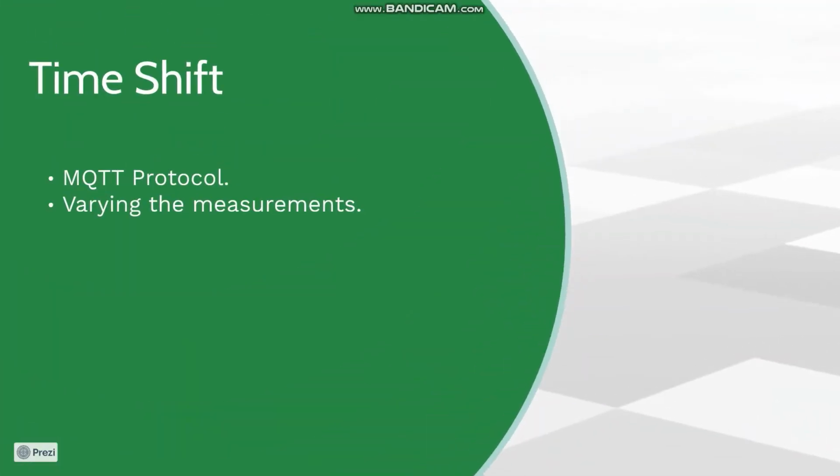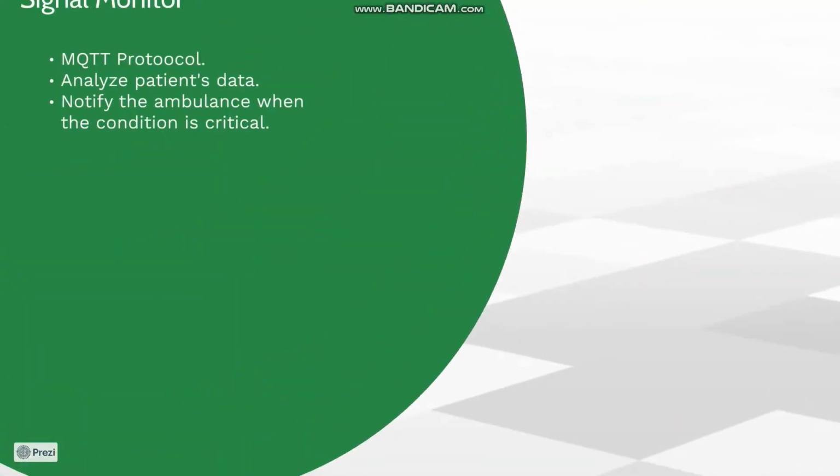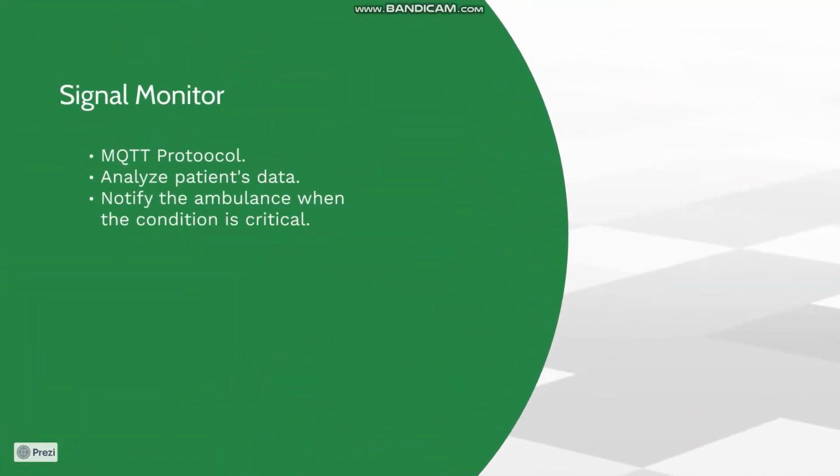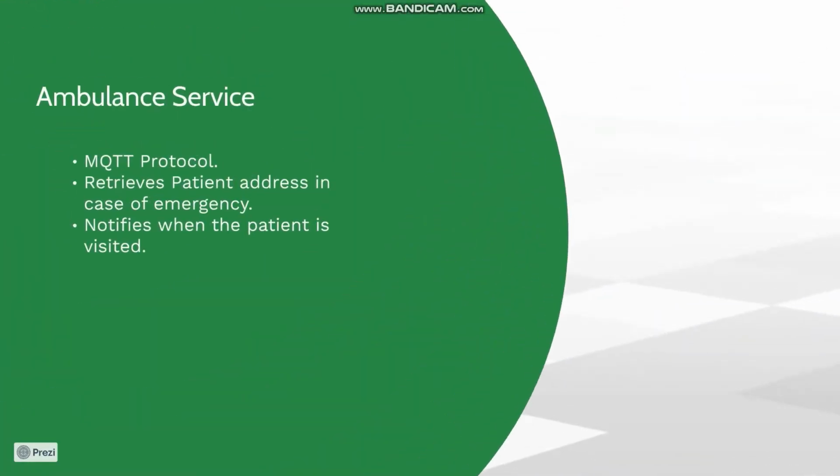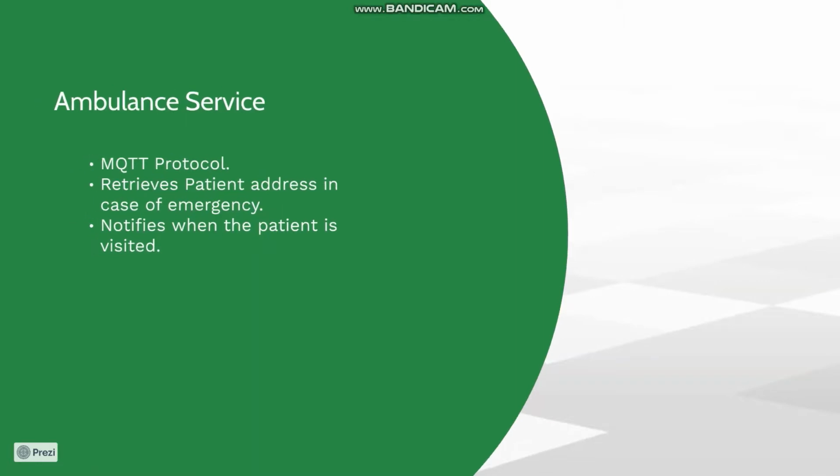The timeshift microservice is a publisher to the sensors. It varies the limits of the measurement of the sensor depending on the time of the day. The signal monitor is for analyzing the obtained data from the sensors. It also notifies the ambulance service in case the patient is in a critical condition. The ambulance service is used in case the patient is in a critical condition. It retrieves the patient address and sends an ambulance to them and notifies when the patient has been visited.